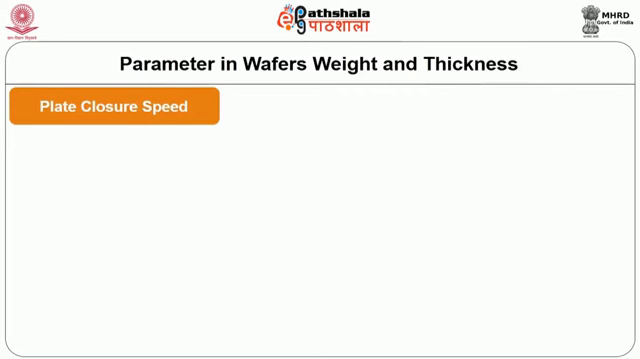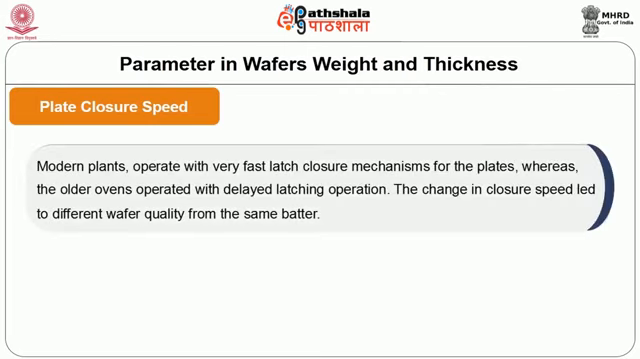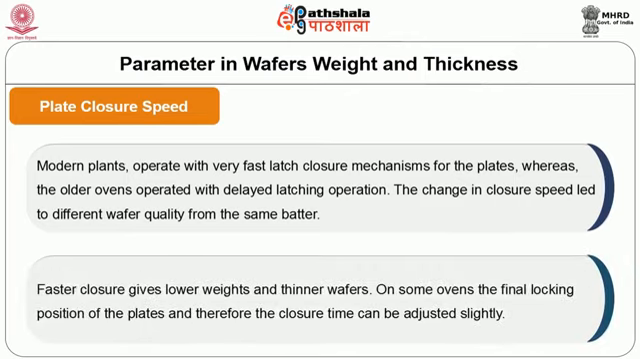Now plate closure speed. Modern plants operate with very fast latch closure mechanism for the plates, whereas old ovens operate with delayed latching operation. The change in the closure speed leads to different wafer quality from the same batter. Faster closure gives lower weight and thinner wafers. On the same oven, the final locking position of the plates and therefore the closure time can be adjusted slightly.